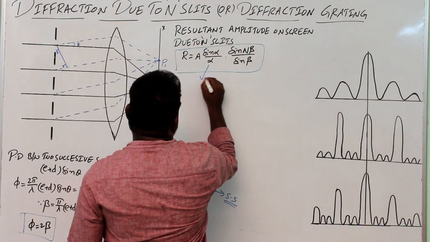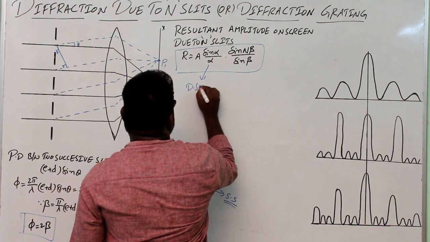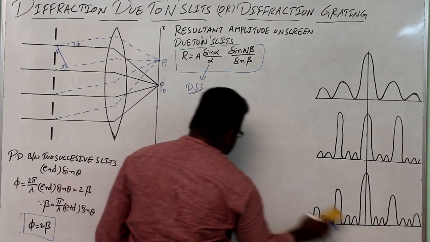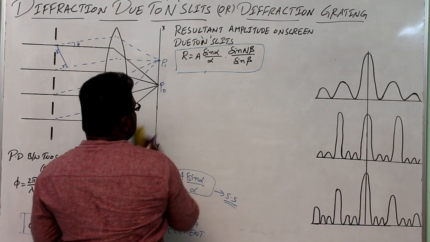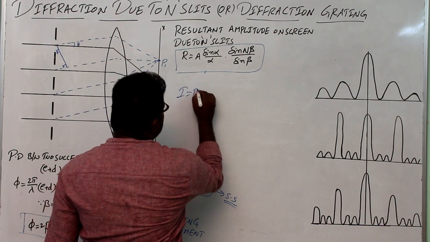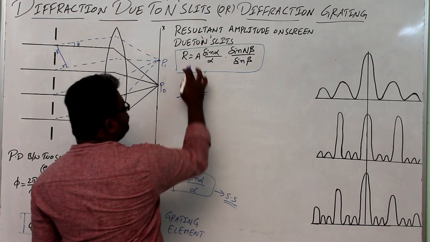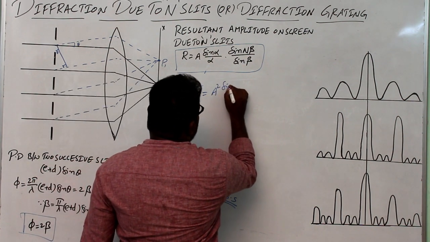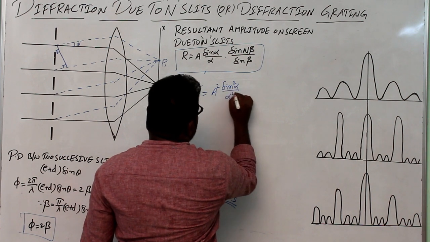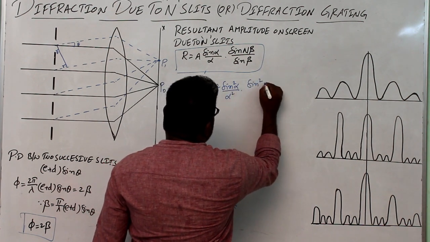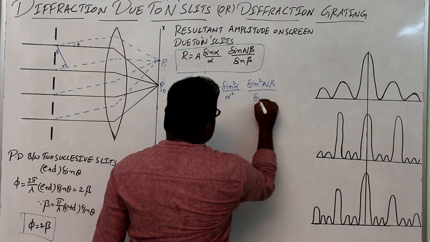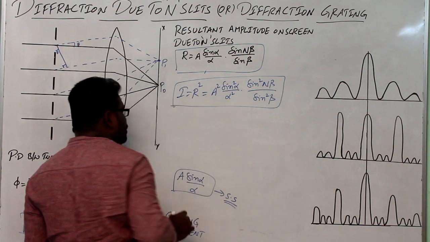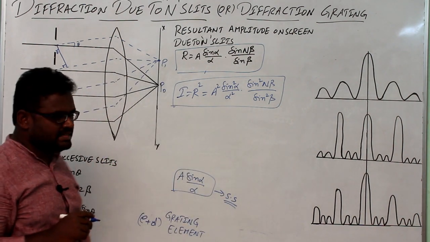The first term is due to the diffraction due to single slit, R equals A sin alpha by alpha. Now we take the intensity: I equals R square, the square of the amplitude gives you the intensity, which is A square sin square alpha by alpha square into sin square n beta by sin square beta. So this is the resultant intensity on the screen due to capital N number of slits.